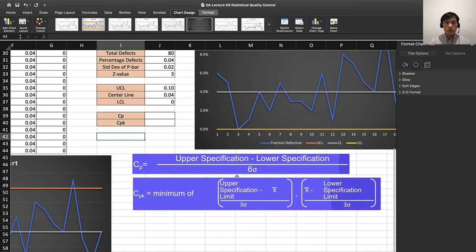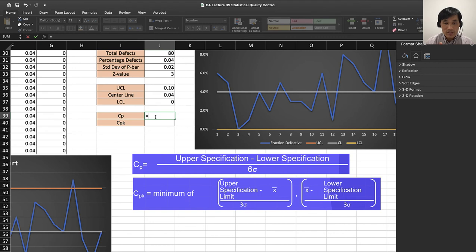Lastly, let's also work on CP. CP is process capability. It should be at least 1 or 1.3. 2.0 is even better. So let's see, CP is the upper specification minus the lower specification divided by parentheses. You have to use parentheses for the denominator. So 6 times sigma, which is given as 0.02, and we have 0.84. So this is not a capable process. We can tell that it's below 1.